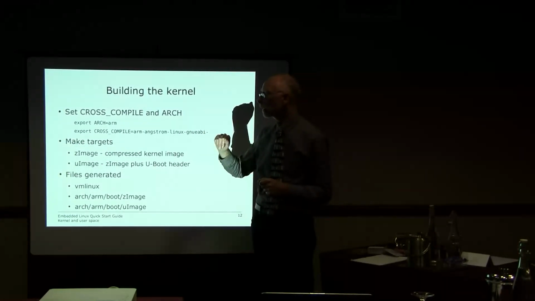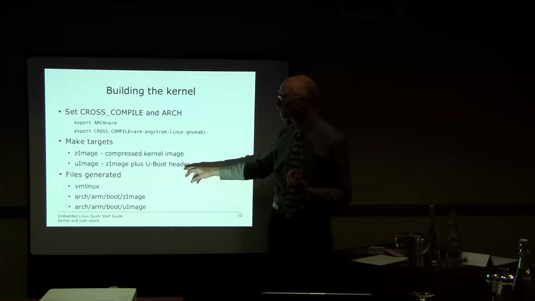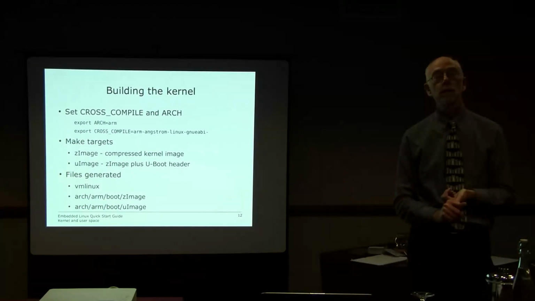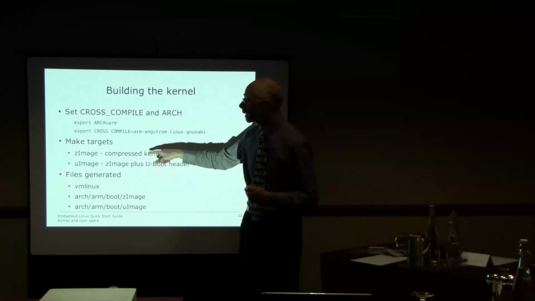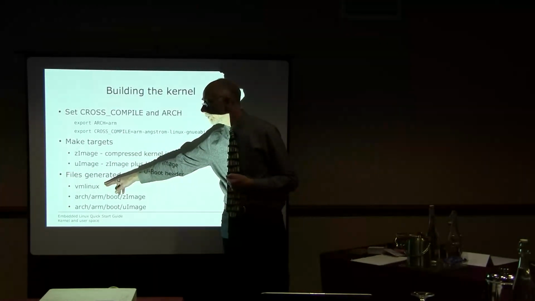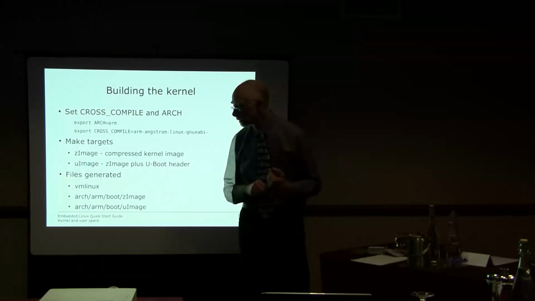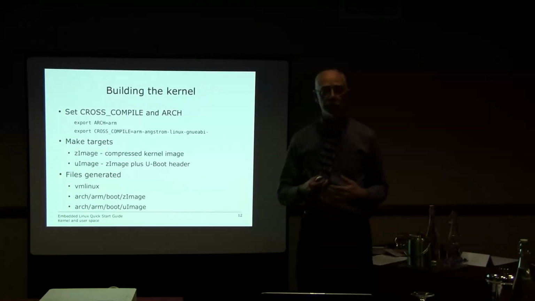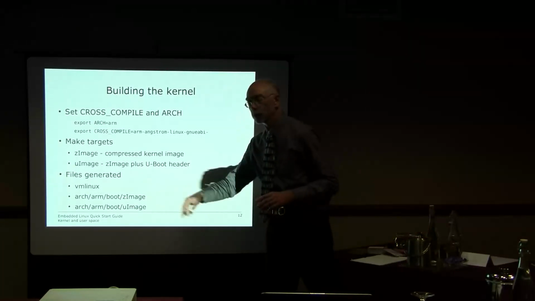zImage creates a compressed kernel image, which is suitable, for example, for the RedBoot bootloader. uImage essentially takes the zImage and adds on a 64-byte header, which U-Boot requires. So a uImage is just a zImage plus the U-Boot header. And so when you type make uImage, for example, it first of all will compile a file called vmlinux, which is the kernel image in ELF format, and then it will create zImage, which is a compressed binary image, and then if you type make uImage, it will generate a uImage as well. Okay, and then depending on which bootloader you're using, one of these you will use to load onto the board.